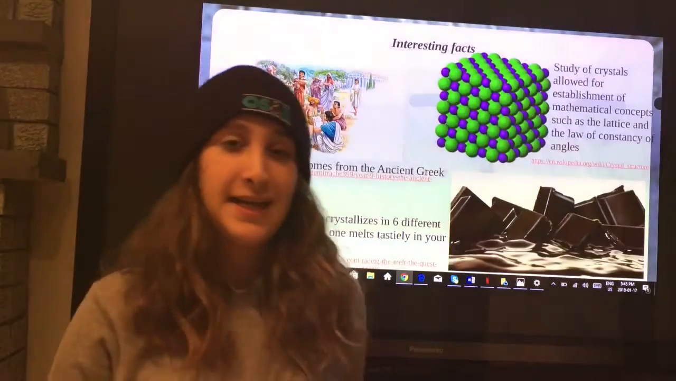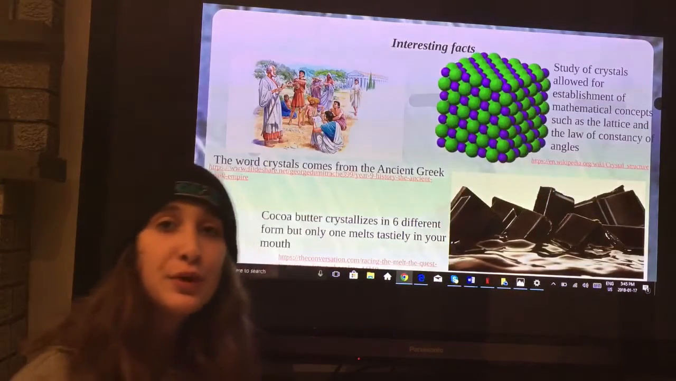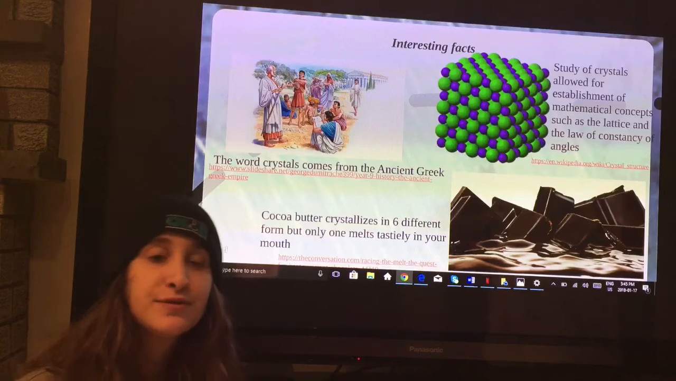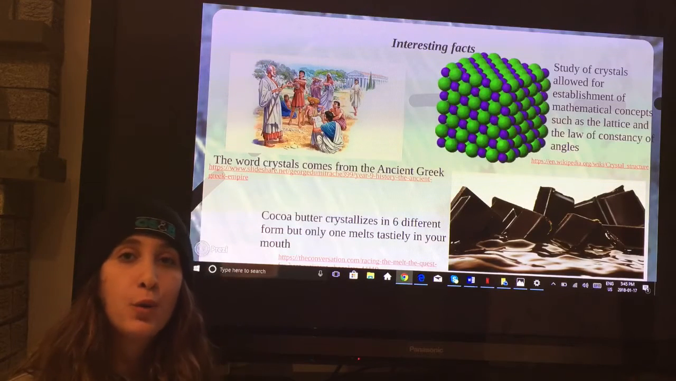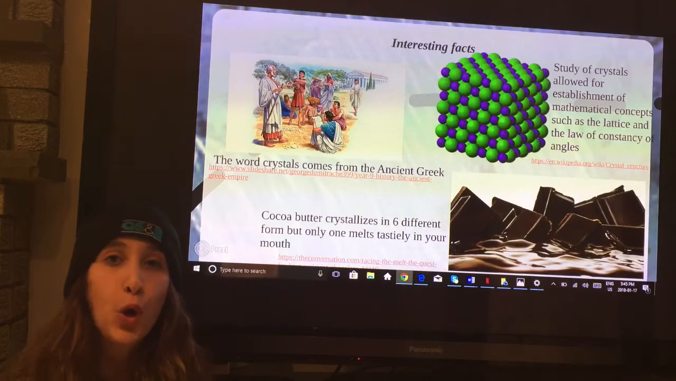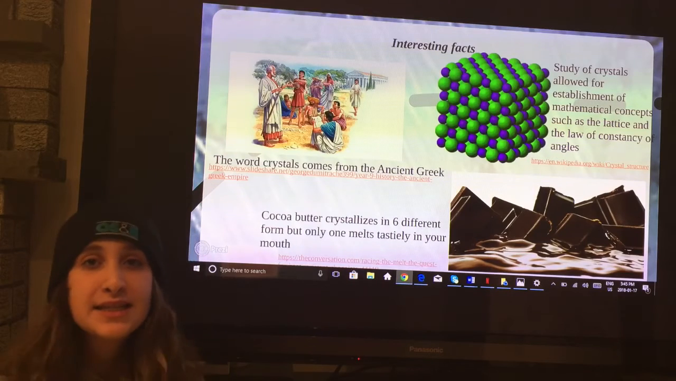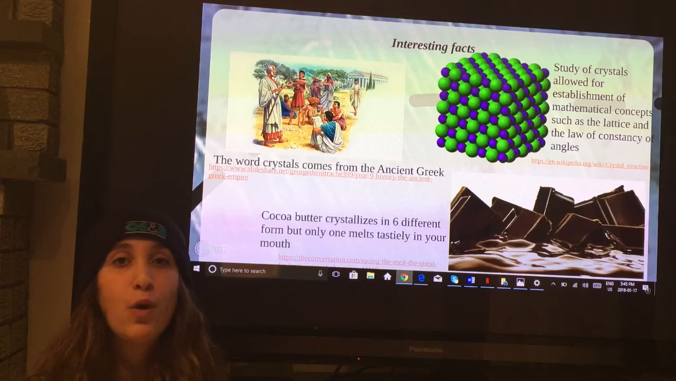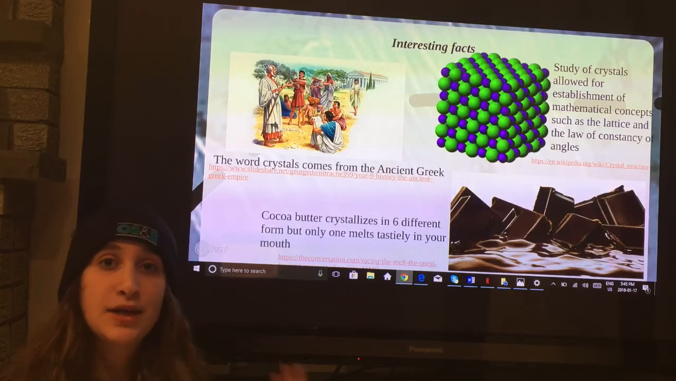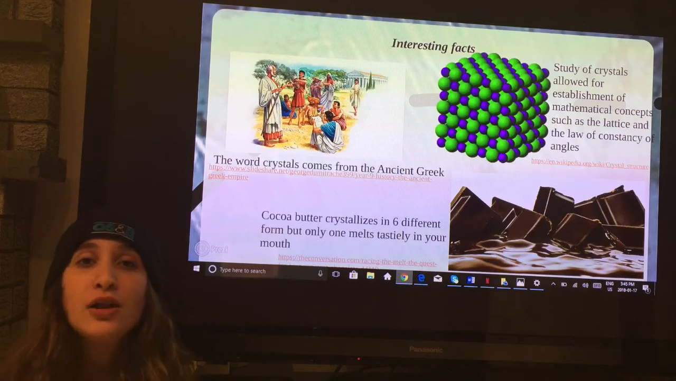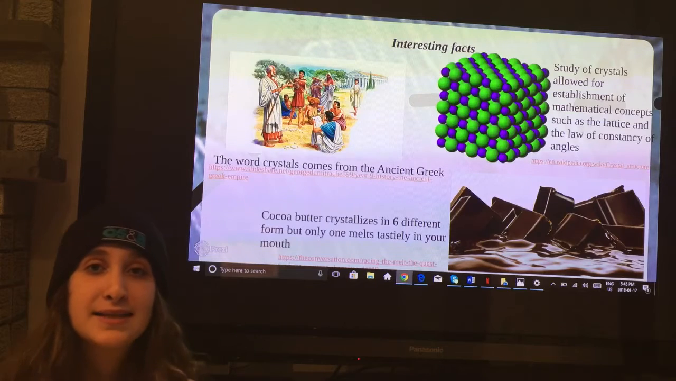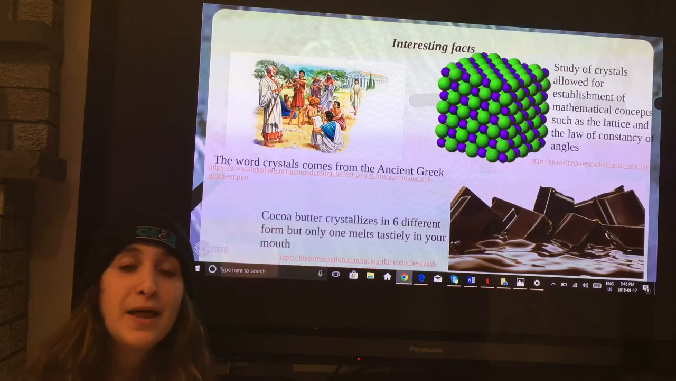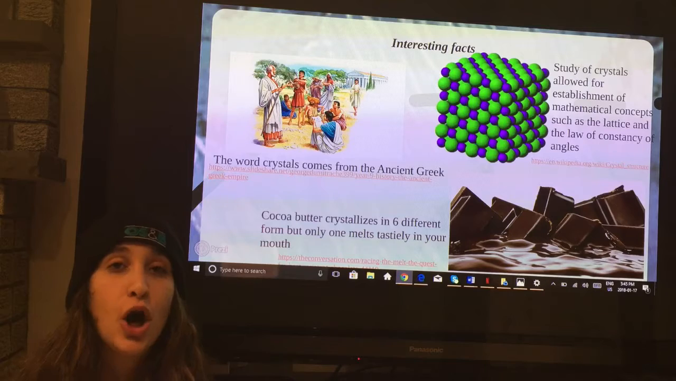Now, some interesting facts about crystallography. So the word crystal actually comes from the ancient Greek, from their word kristallos, which means cold and drop. So basically, the ancient Greek thought that crystals looked like ice, so that's why they wanted a meaning that emphasized the cold part.